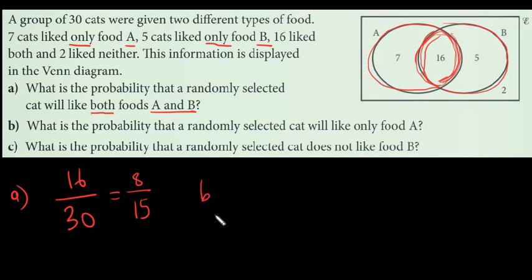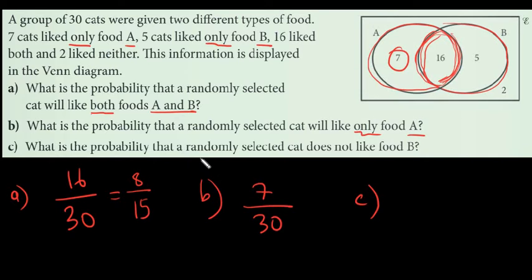Let's look at question B. What's the probability that a randomly selected cat will like only food A? Only A. So it is this part. 7 over the number of all cats, which is 30. 7 over 30.